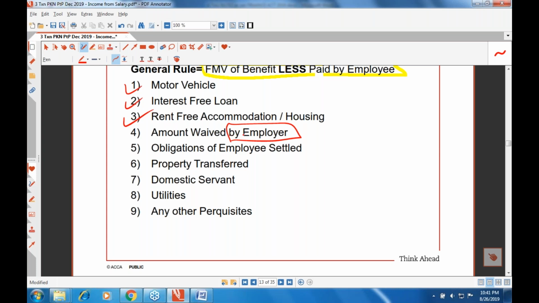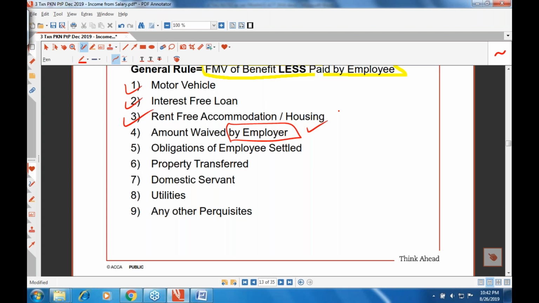Basically, at times the employer waives off the loans that he has provided to you. He waives off the advances that he has given to you. He waives off the other bills that he has paid on your behalf, etc. So if there is any waiver from your employer, whatever the amount of waiver is, that has to be included in the salary.